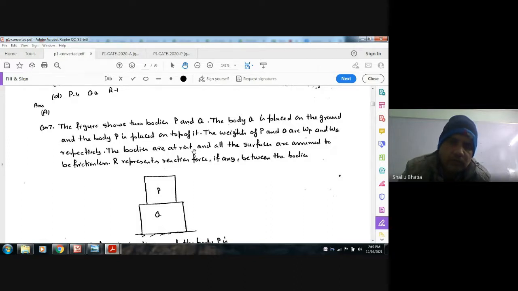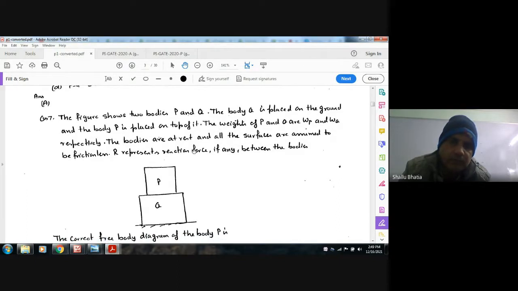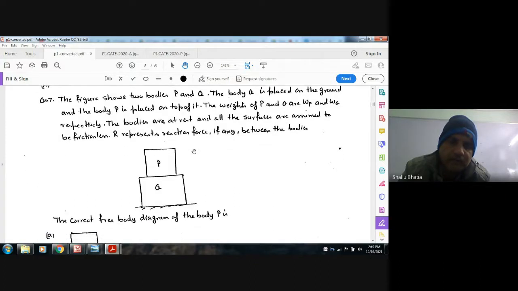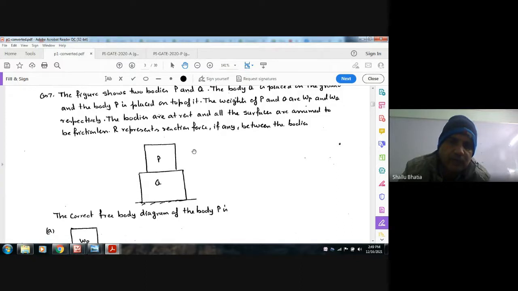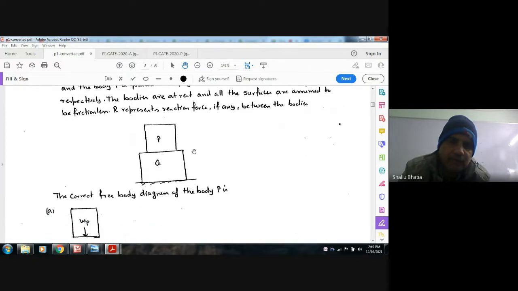Next, the figure shows two bodies P and Q. The body Q is placed on the ground and body P is placed on top of it. The weights of P and Q are WP and WQ respectively. The bodies are at rest and all the surfaces are assumed to be frictionless. R represents reaction force, if any, between the bodies.